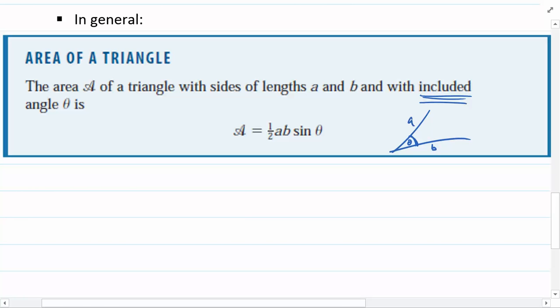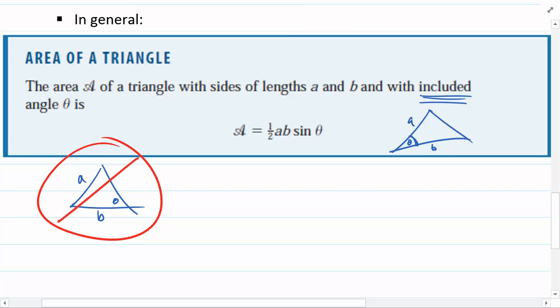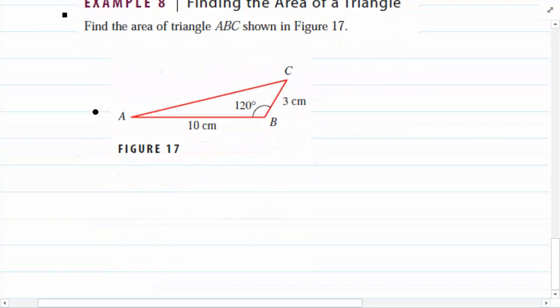A triangle that provides two sides, but a non-included angle might look something like this. Okay, I've got side length A and side length B. If I put theta over here on this right-hand side, that's not included. This is not a good example because theta is over here in this corner, not included in between those two sides. So please be aware of that. This rule only works when we have two sides and an angle included in between.